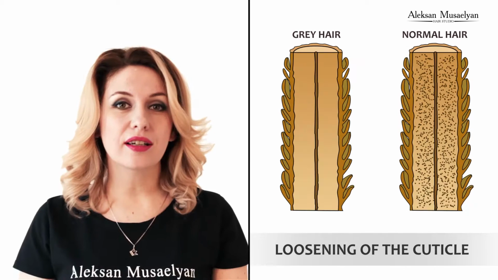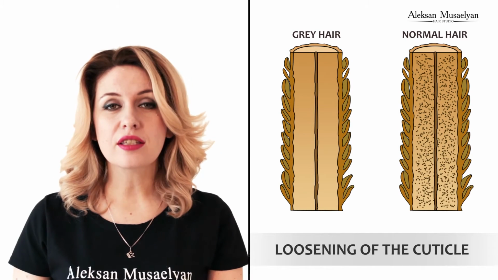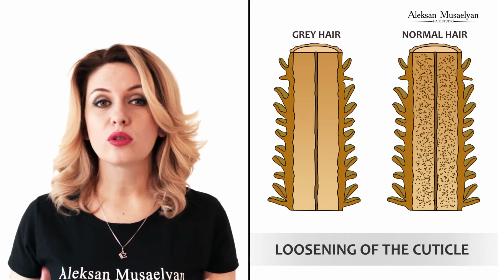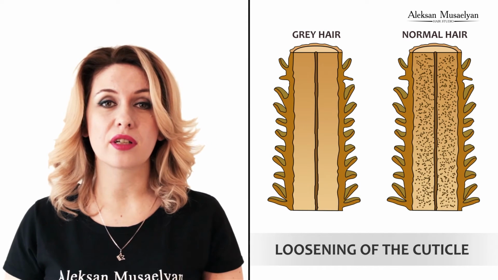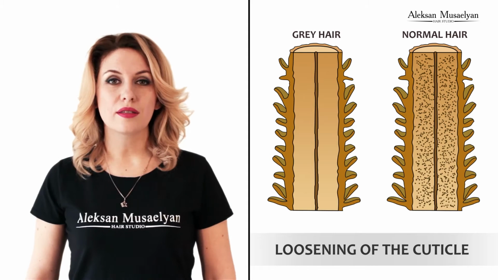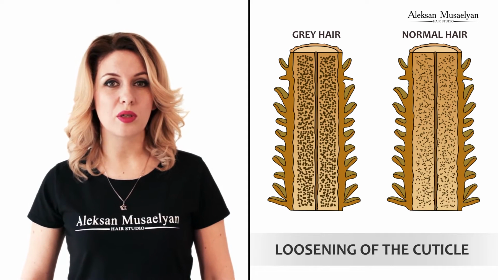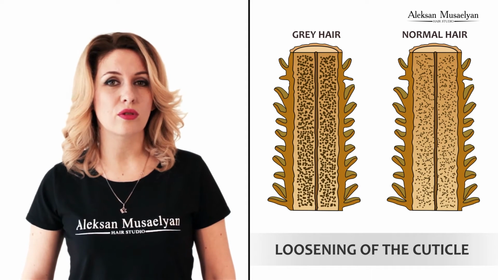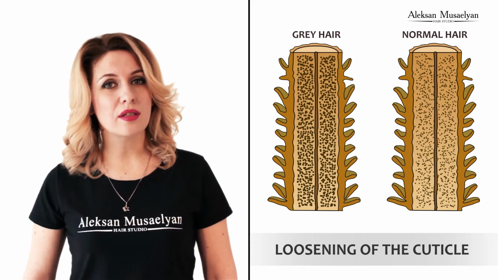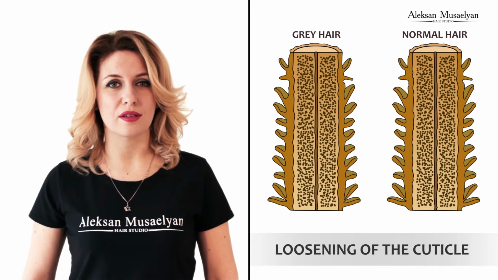And finally, the fourth method. If you open the hair scales wider, it will improve the penetration of color pigments into the center of the cortex. Gray hair will be filled more with a cosmetic pigment, providing color fastness. Moreover, the normal hair will absorb less dye because of a smaller porosity.